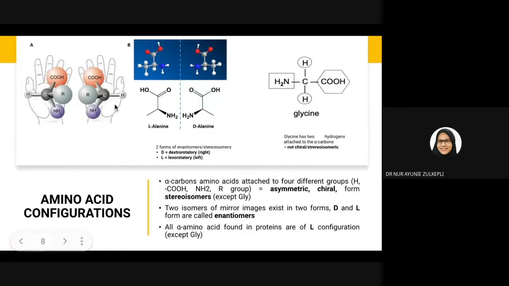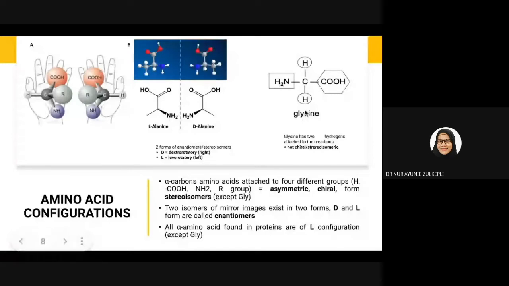So the attachment of different groups, we call it chiral, or it produces a stereoisomer of the amino acid. And the 2 mirror-image isomers exist in the form of L and D. You see the different image of one amino acid can be in the form of D or L. They are mirror images of each other, so we call them enantiomers. And you have to know that all amino acids found in proteins are in the L configuration except for glycine.